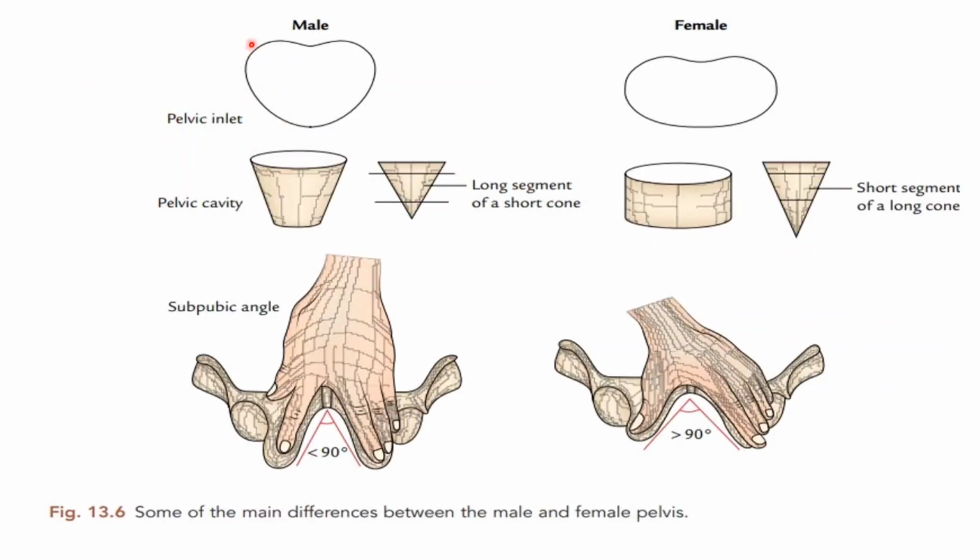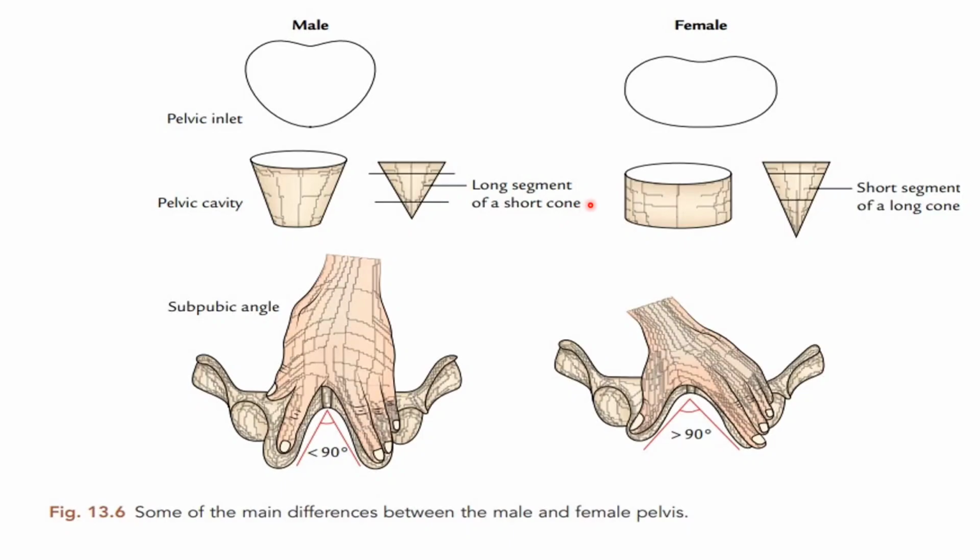As you see in this diagram, the shape of pelvic inlet in case of male is heart shaped. In case of female, it is oval shaped. Talking about the pelvic cavity, it appears to be long and tapered. It seems to be a part of long segment of a short cone.